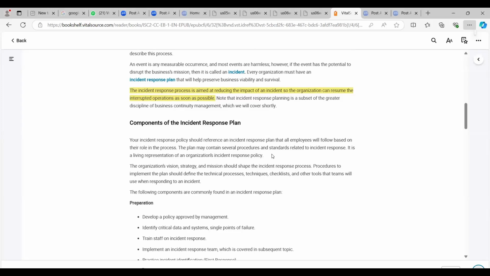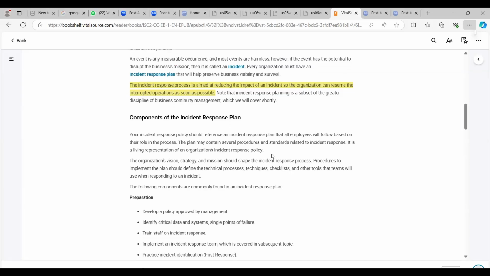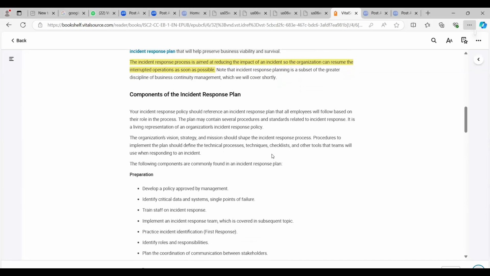So the incident response process is aimed at reducing the impact of an incident so the organization can resume the interrupted operation as soon as possible. Note that incident response planning is a subset of the greater discipline of business continuity management, which we will cover shortly. Then we have components of the incident response.